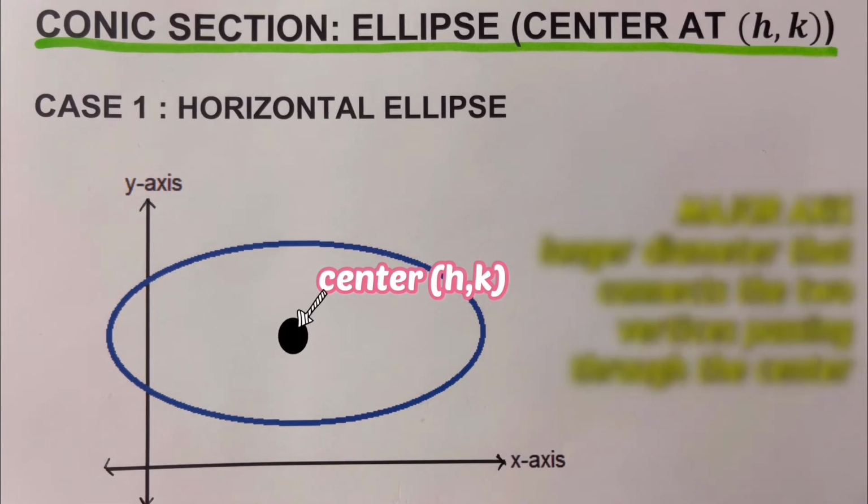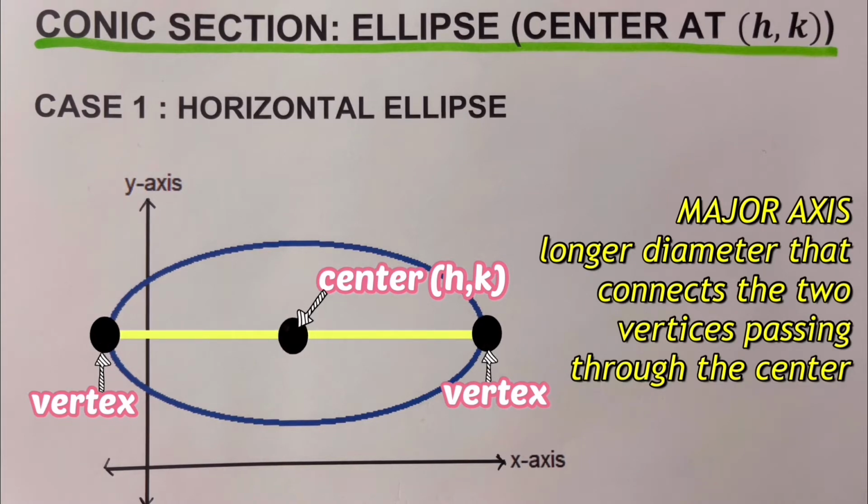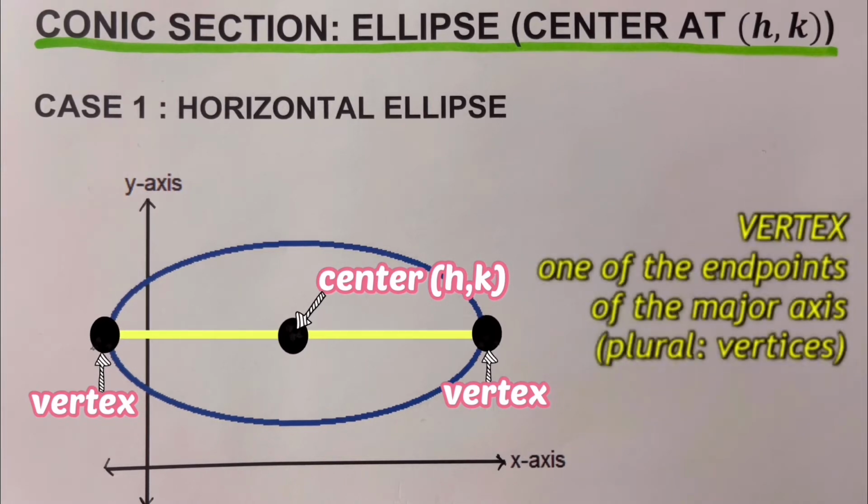Another part is the major axis. The major axis is the longer diameter. This is the line segment that connects the two vertices passing through the center. So on both ends of the major axis is the vertex. A vertex is the endpoint of the major axis, and there are two of them, so we call them vertices.